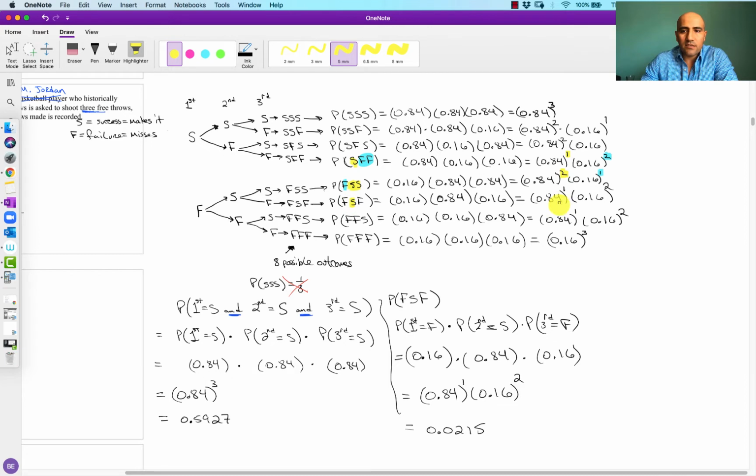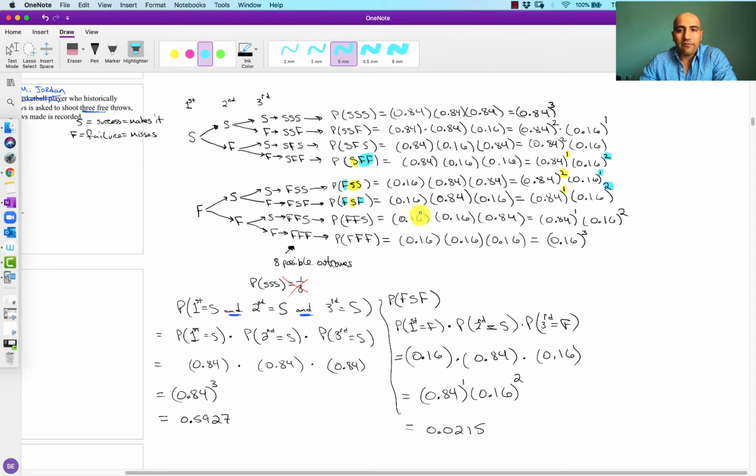1 success, so 0.84 to the power of 1, and 2 failures, so that turns into 0.16 to the power of 2. Okay, so we can easily skip this middle part by noting that all that really matters is how many successes and how many failures did you have in that particular instance, and the order in which they occurred does not matter when determining the probability of that particular outcome.